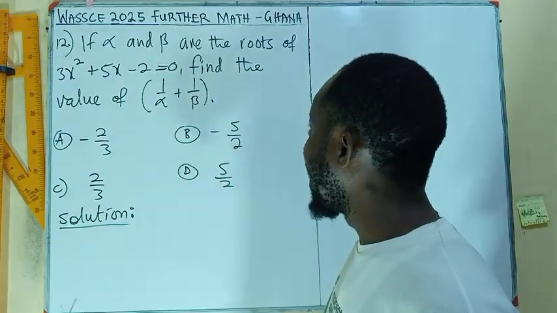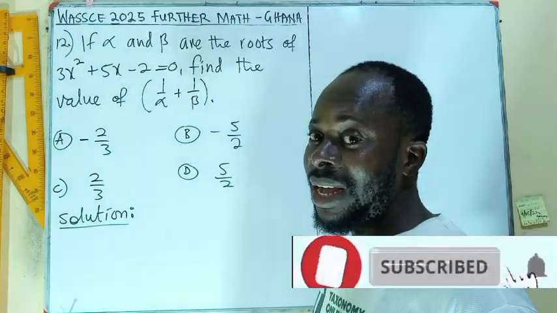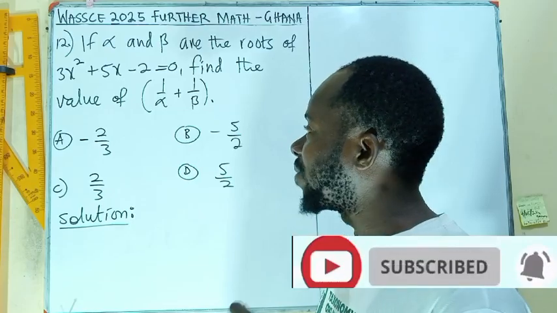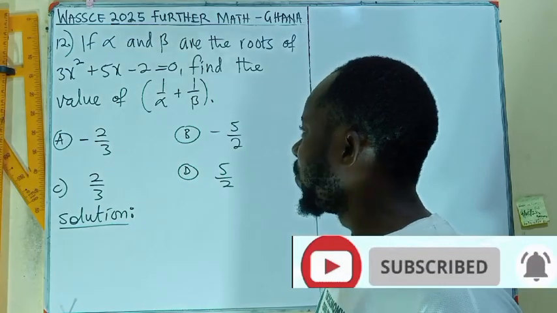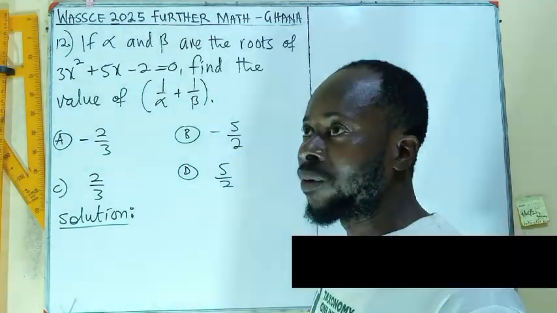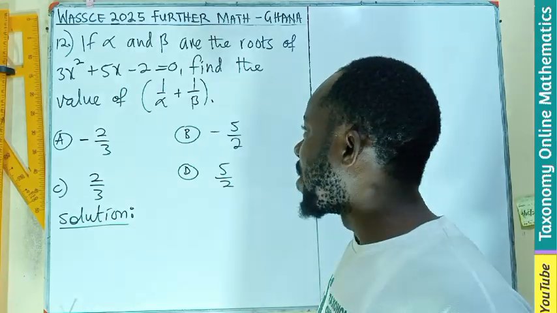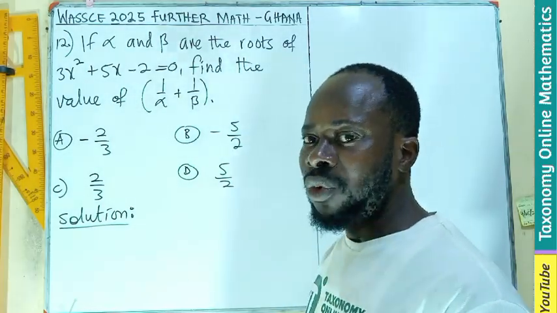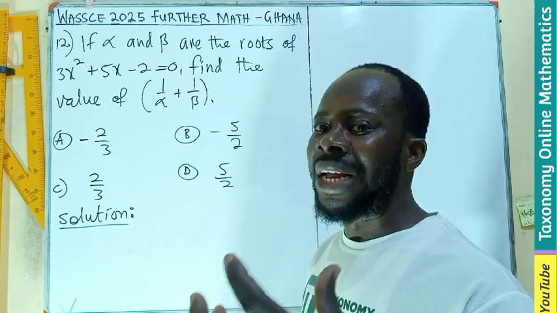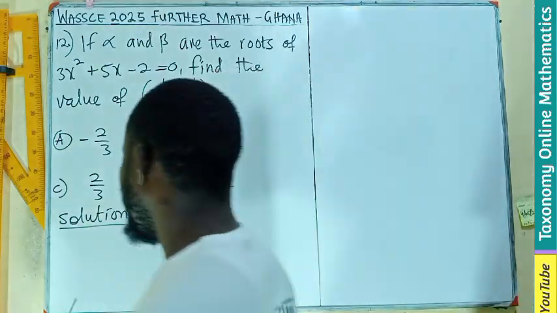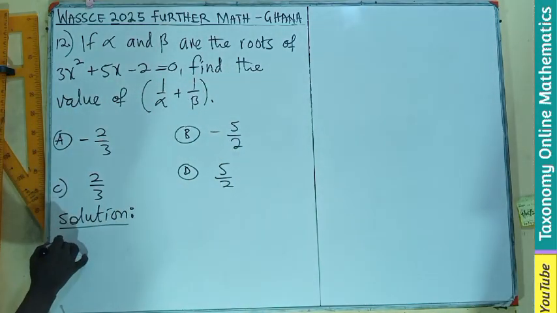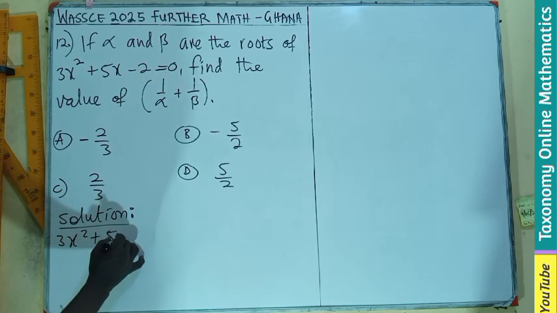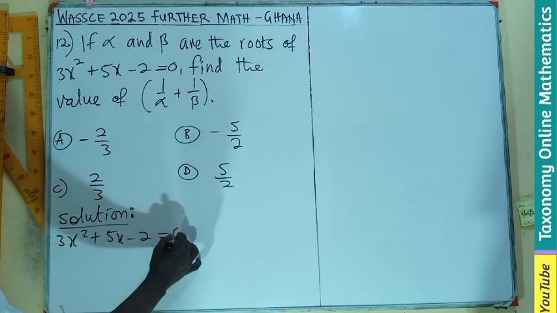If alpha and beta are the roots of the equation 3x squared plus 5x minus 2 equals 0, we have to find the value of 1 over alpha plus 1 over beta. Now, in this quadratic equation, we need to know the sum of the roots and the product of the roots. So if I have 3x squared plus 5x minus 2 equals 0.